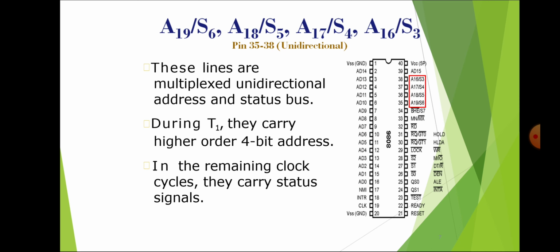Now A19, A18, A17 and A16 are multiplexed unidirectional address and status bus lines. During T1 they carry only the 4-bit address. In the remaining clock cycles they carry status signals. So during the T1 cycle it carries the address, and in the remaining time it carries the status signals, the different flag generated status signals. So it carries the different status of the microprocessor.